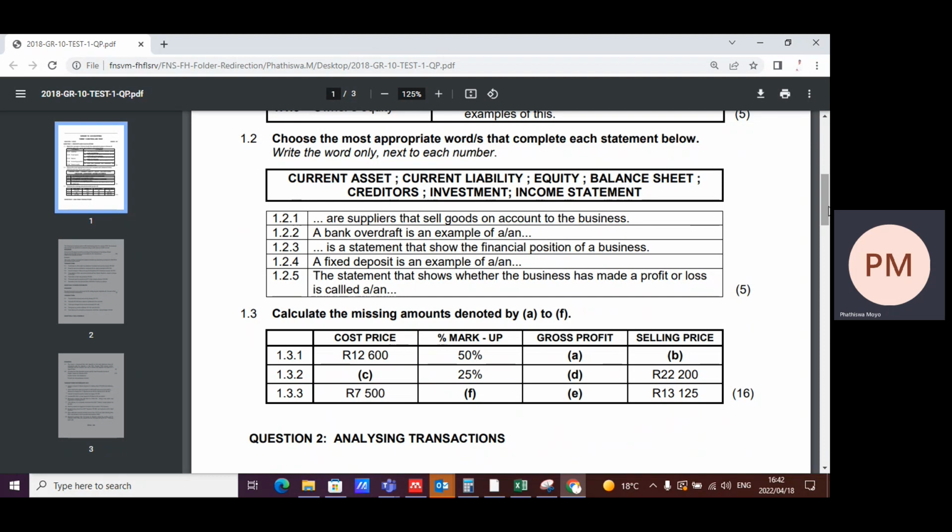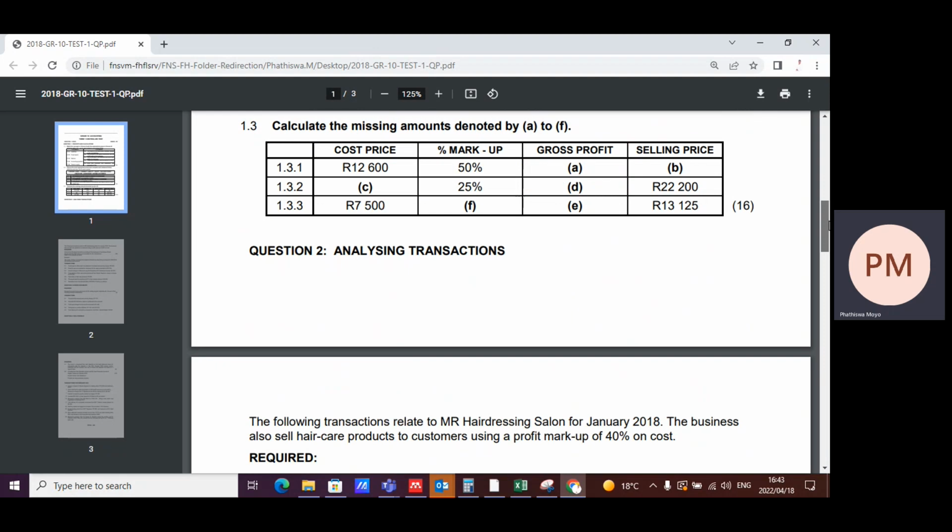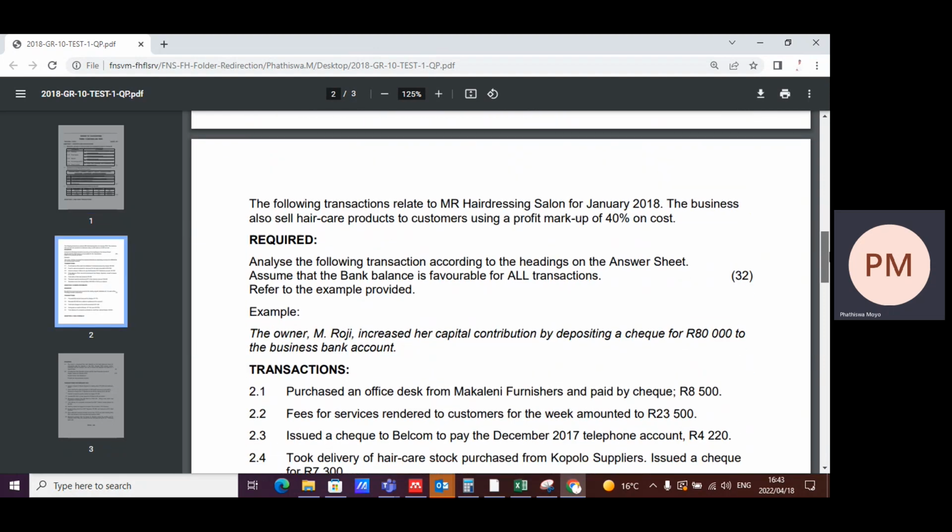So guys, give yourselves a round of applause. This should be easy. I'm going to skip 1.3 because I need to make a YouTube video about how to calculate gross profit, profit markup and selling price, because students really struggle with that. So I'm hoping I do it shortly.